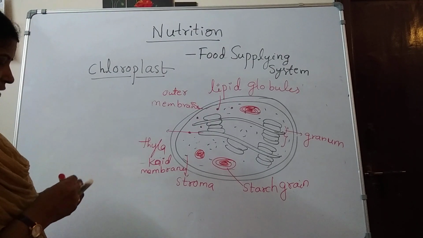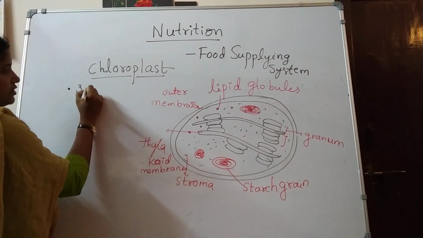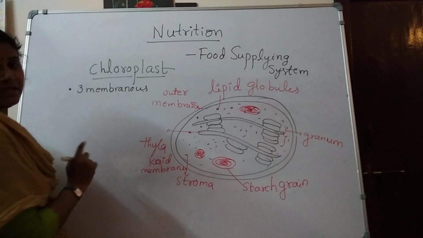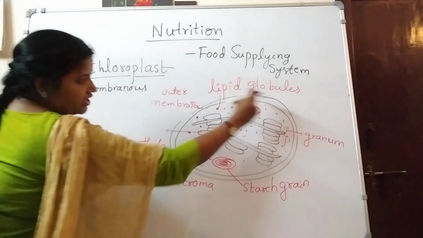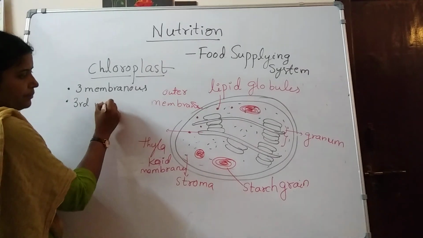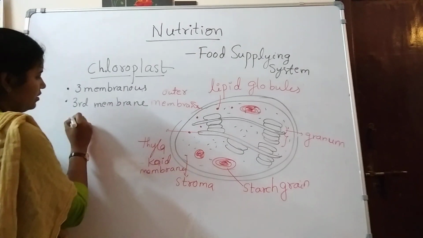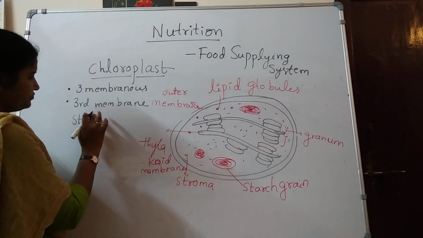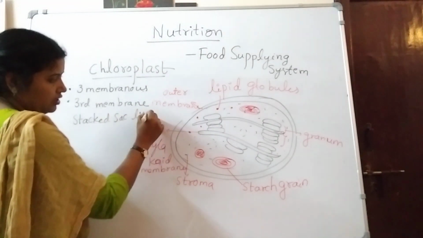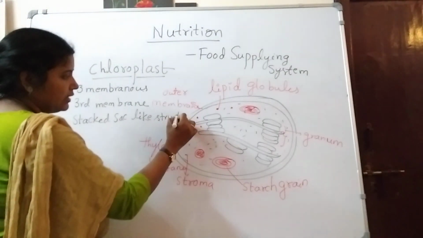So how many membranes are present here? Three membranes. It is a three membranous structure. First one, as I told, three membranous structures. The third membrane is formed as granum, as stacked sac-like structures. Stacked sac-like structures are known as granum.